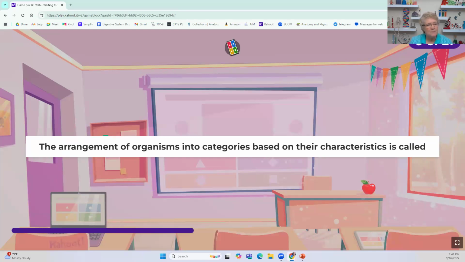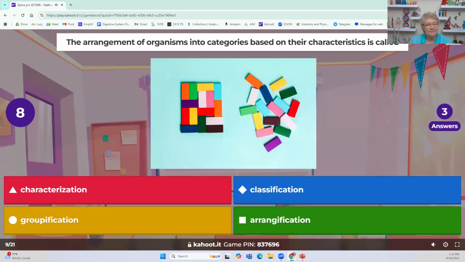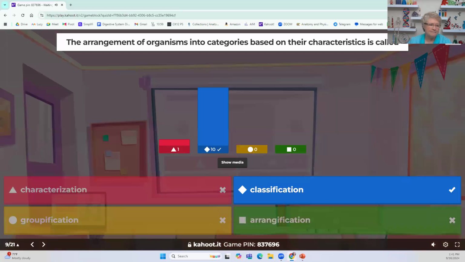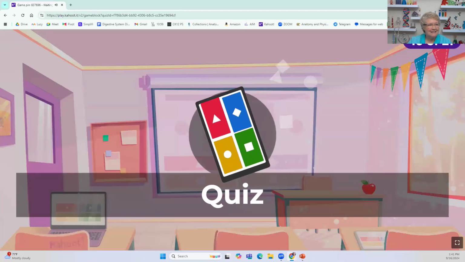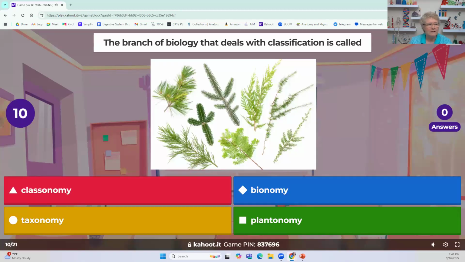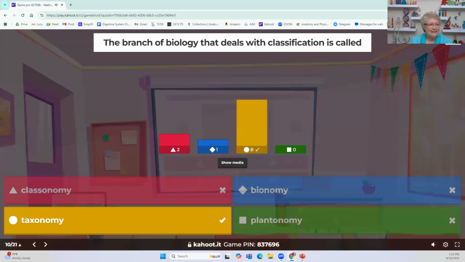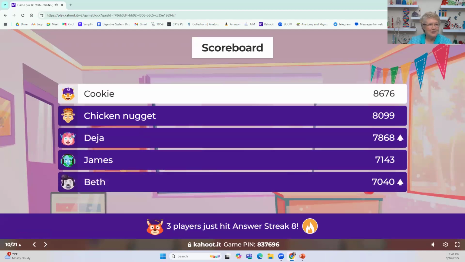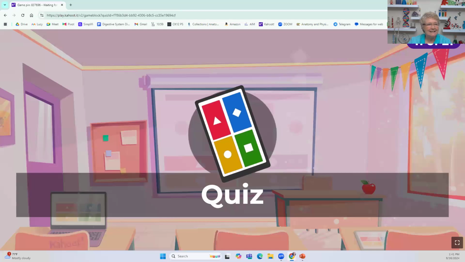The arrangement of organisms into categories based on their characteristics is called classification. The branch of biology that deals with classification is called, it's a little harder question, taxonomy. All right, so Cookie's still in the lead, holding on to that lead.